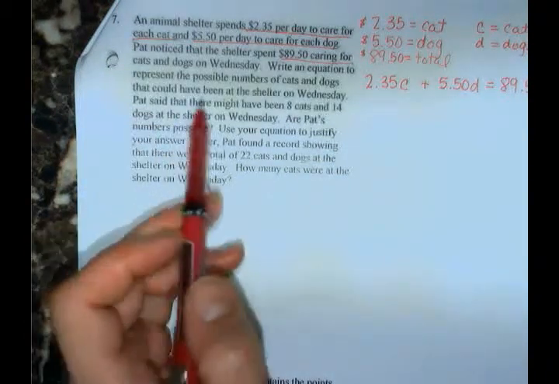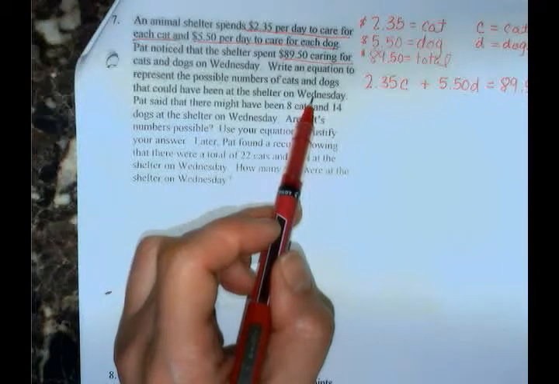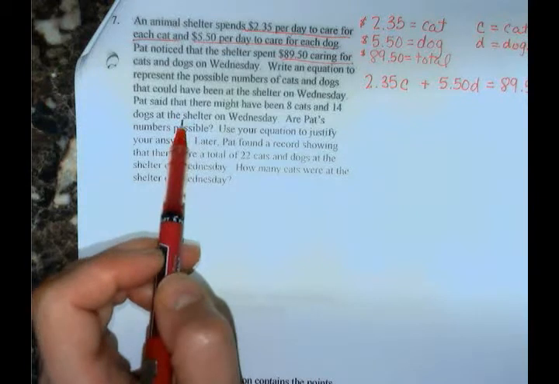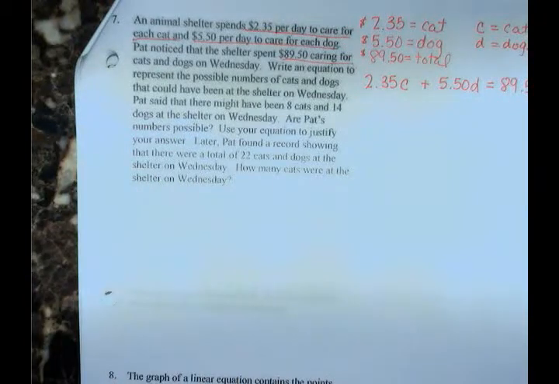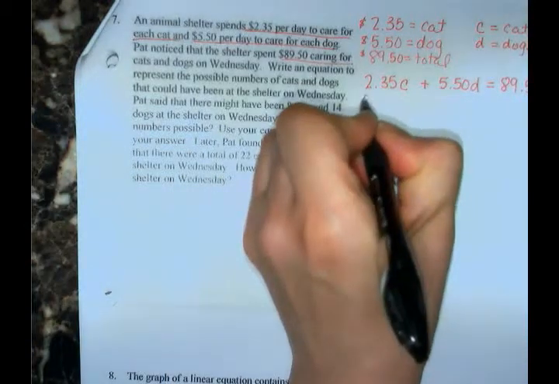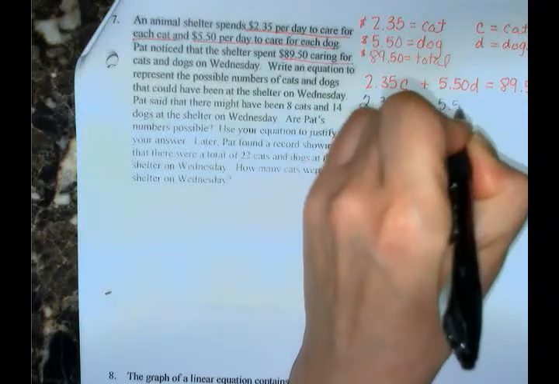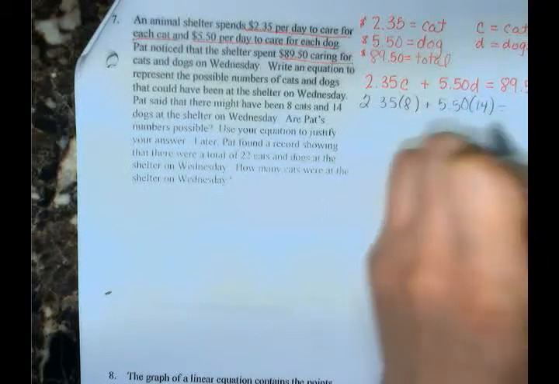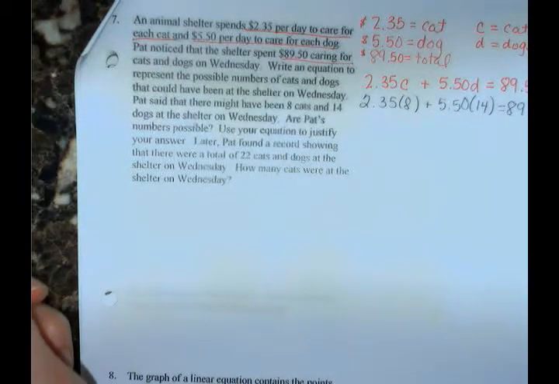Now, the next part of the question says, we've checked this off because we've written our equation to try to figure out how many cats and dogs were there. Pat said that there might have been 8 cats and 14 dogs at the shelter on Wednesday. Are Pat's numbers possible? Well, in order to figure out if his numbers are possible, we want to substitute in 8 for C: 2.35 times 8 plus 5.50 times the number of dogs, which he says is 14. That should come out to equal $89.50, the cost that was spent for caring for cats and dogs on Wednesday.